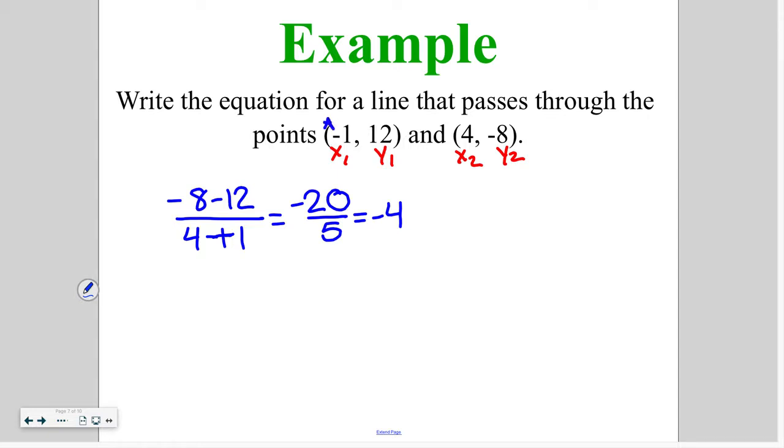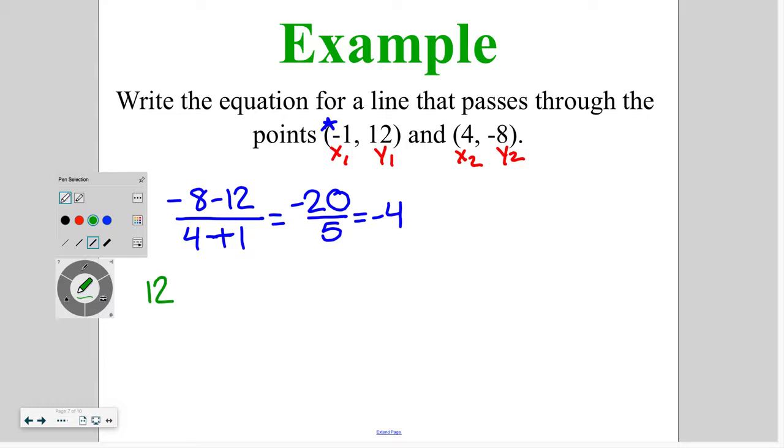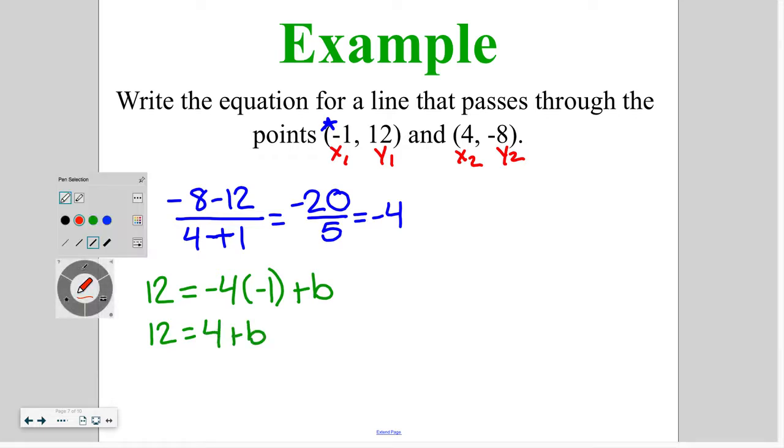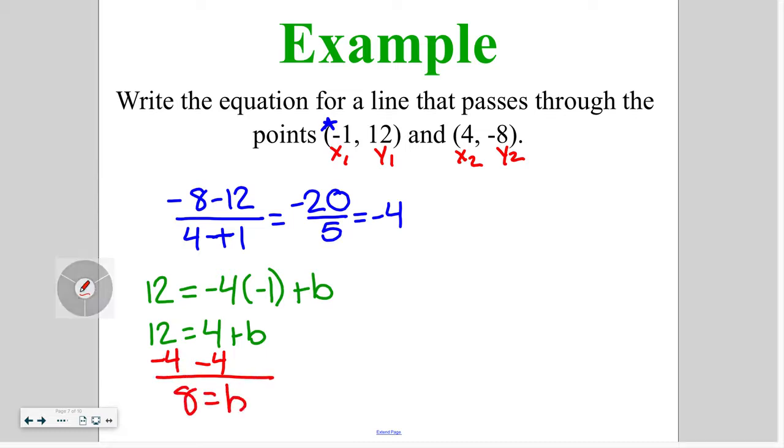Now I need to pick one point to plug in. I'm going to pick point 1 for this first example. So I'm going to plug in and say that y, which is 12, is equal to slope of -4 times x of -1 plus b. -4 times -1 gives me a positive 4, so 12 is equal to 4 plus b. Solving, subtract 4 from both sides, and I end up with 8 is equal to b.